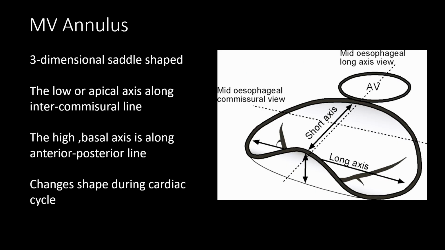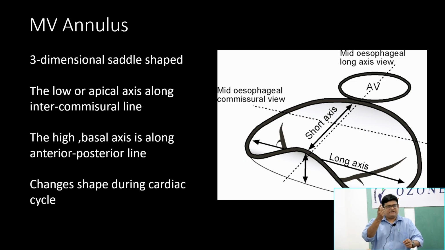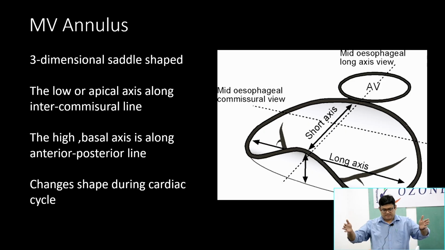Now the mitral annulus is a three-dimensional saddle-shaped structure. If you look at a potato chip, you can make out from its shape that it is a similar structure. The low or the apical axis is along the intercommissural line, and you can see this in the mid-esophageal mitral commissural view, and the high or the basal axis is along the anteroposterior line, and this is seen in your mid-esophageal long axis view. And whenever the mitral valve dilates, it dilates in the anteroposterior direction. So this is the place where we measure the annulus of the mitral valve.